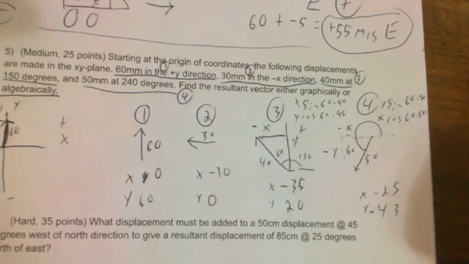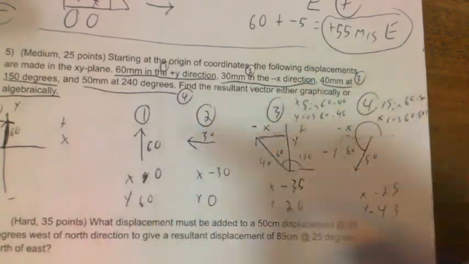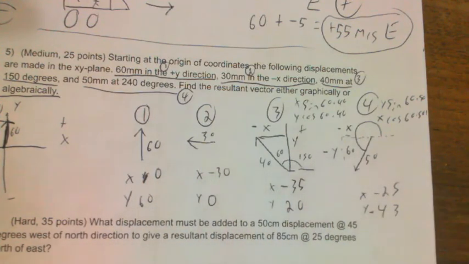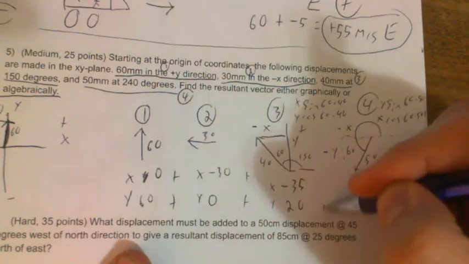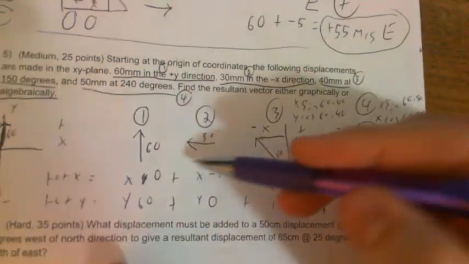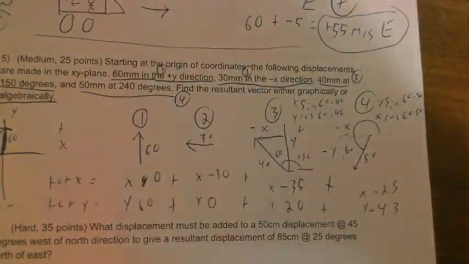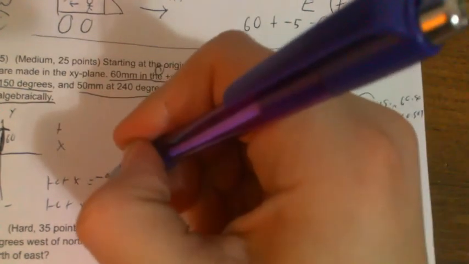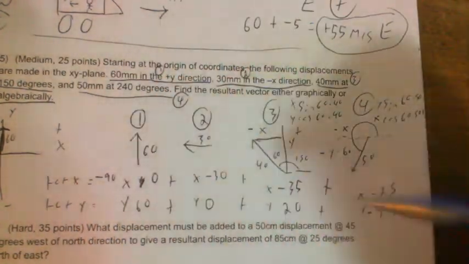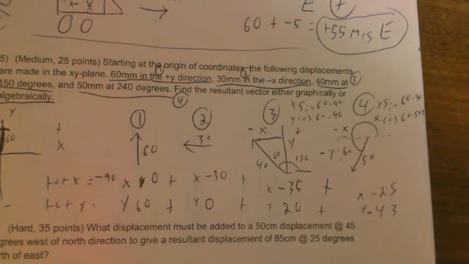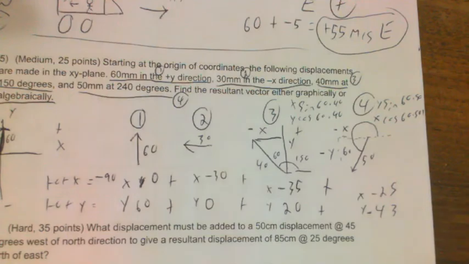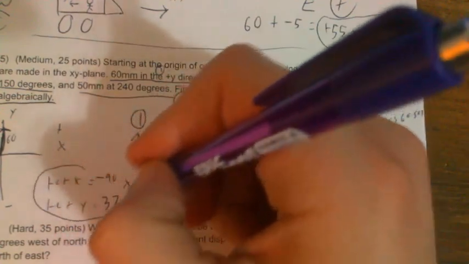So now for this, all we have to do is find our resultant using this. So our total x component is going to be 0 plus negative 30 plus negative 35 plus negative 25, and our total y component is going to be 60 plus 0 plus 20 plus negative 43. So we can find the total. Negative 30, negative 65 is going to be negative 90. And here we have positive 80 minus 43, which will be positive 37, right? Yeah, positive 37. So these are our total x and our total y component.